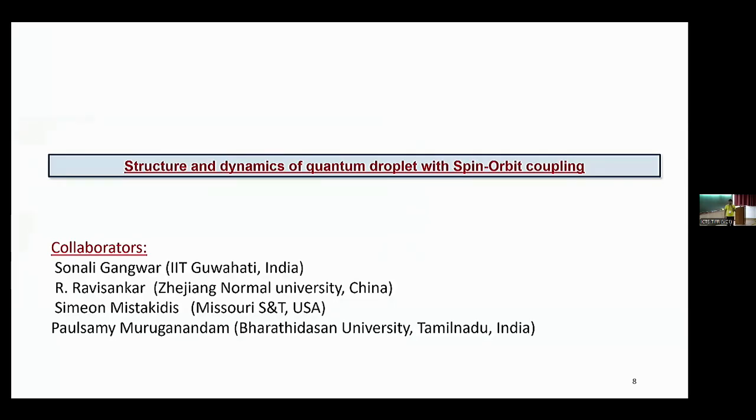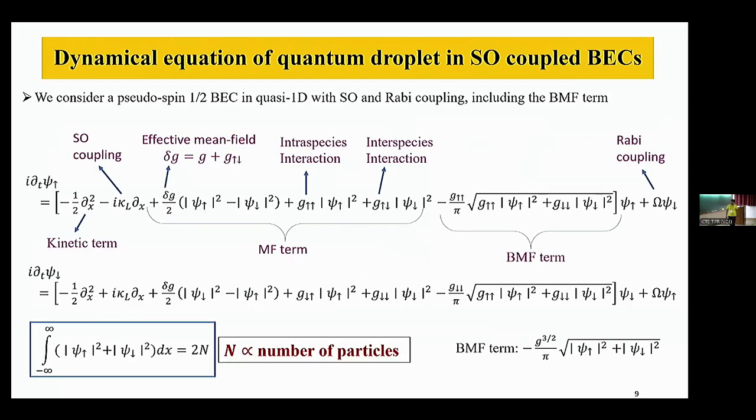So in this case, I'll be talking about the structure and the dynamics of this quantum droplet in the presence of spin-orbit coupling. And there I will show how we can tune different ground states of the liquid droplet. So this is the beyond mean field equation that we work on. And this particular term corresponds to the effective mean field term.